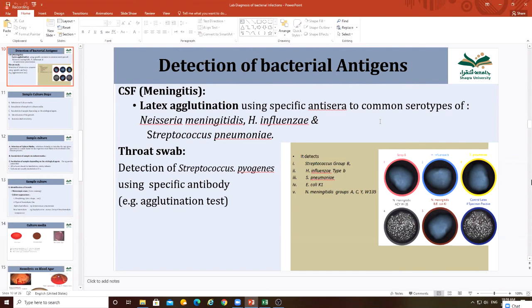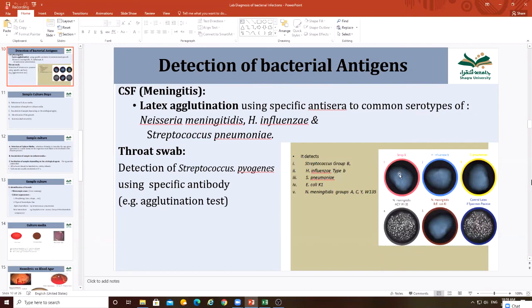Only the specific antibody you have to put. If it reacts with that antibody, that bacteria is present in the CSF. If it is not reacting, that bacteria is not present. Clear? Yeah, clear, doctor. Thank you.